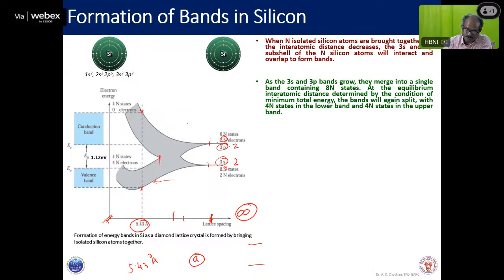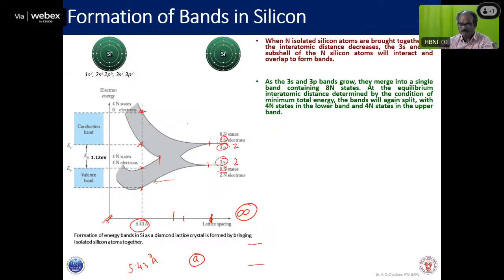So those 3s and 3p states have combined together and form these kinds of bands if there are n atoms. So the width of this band will be like 4n, or you can say 4n equidistant energy levels lying in this band. So you now have 3n electrons, 3n multiplied by 2 states were there.